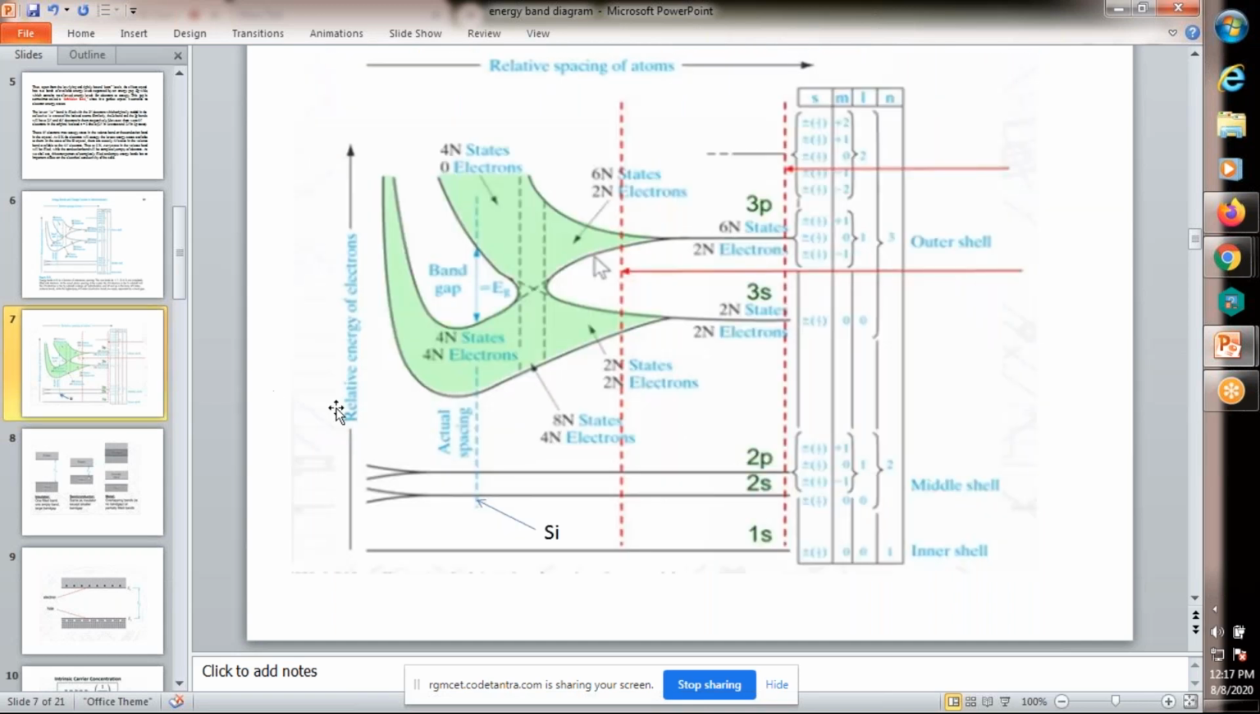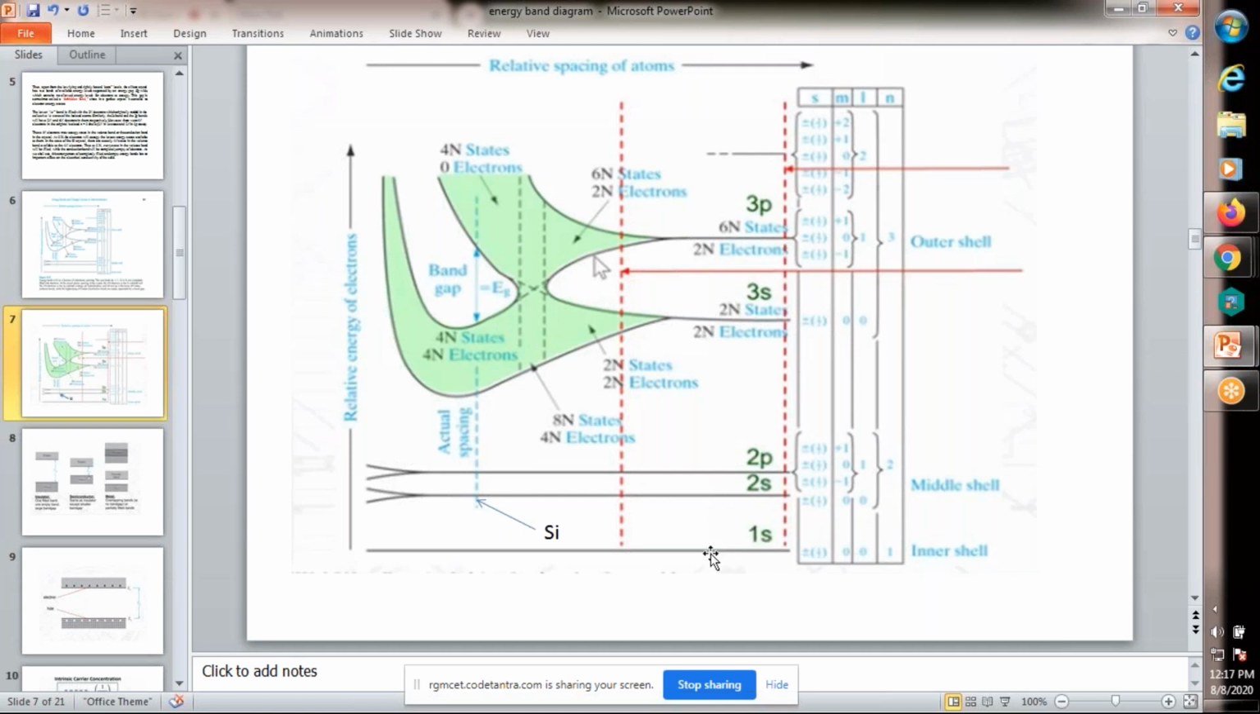Now, as the interatomic spacing decreases, what happens to the energy states? Observe here: the vertical axis is the relative energy of electrons and the x-axis is the relative spacing of atoms, right? As the relative spacing of atoms decreases, these are all observed here. This band structure is only for silicon material, right?